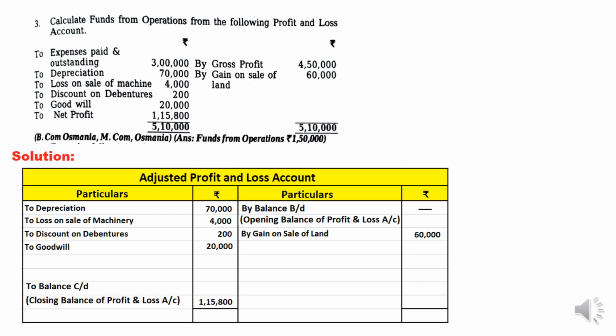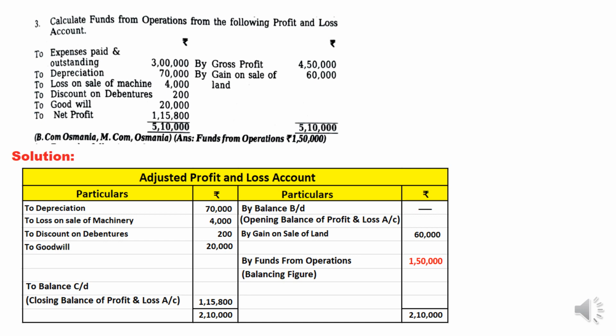Please don't get confused. Gross profit is the current year gross profit. If you consider gross profit opening, net profit closing, your answer will be wrong. So net profit should be considered as the current year's balance carried down. Then close this account. You will get the balancing figure on the credit side, that is called by funds from operation as balancing figure. So like this, we have to prepare the adjusted P&L account and calculate the funds from operations.